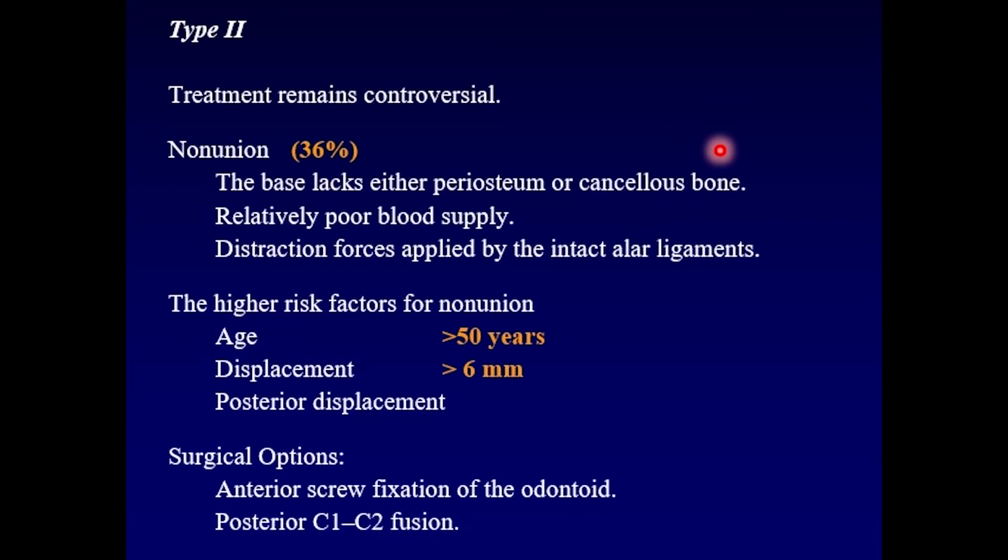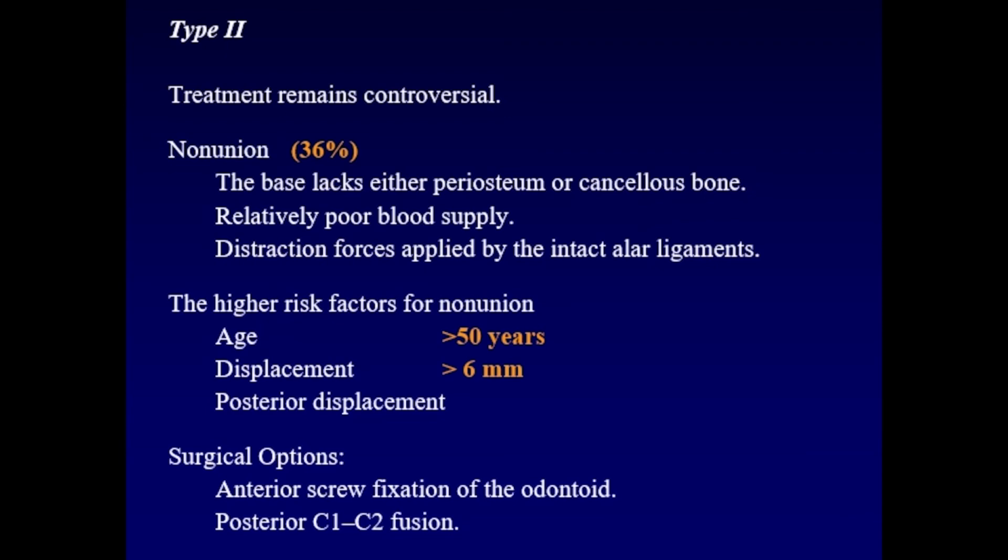The higher risk factors for non-union include age over 50 years, displacement of more than 6 millimeters, or posterior displacement. Surgical options include anterior screw fixation of the odontoid or posterior C1-C2 fusions.